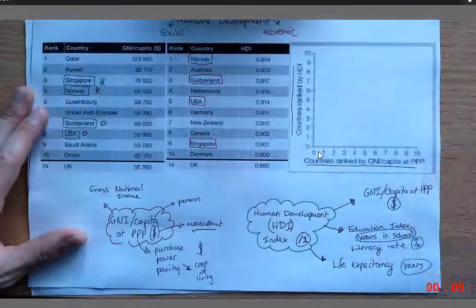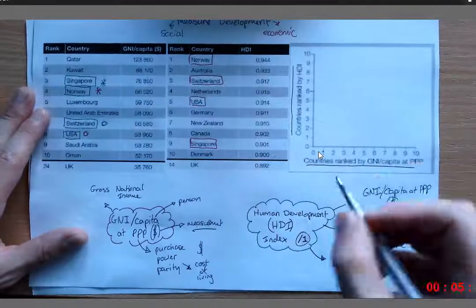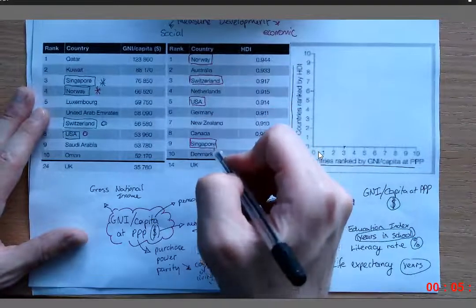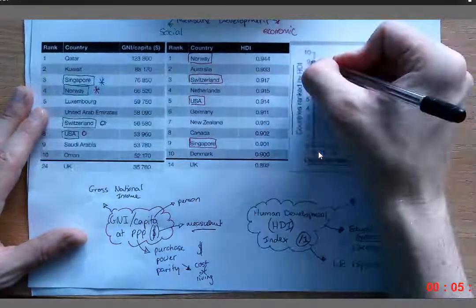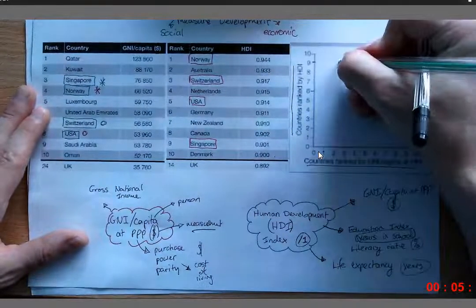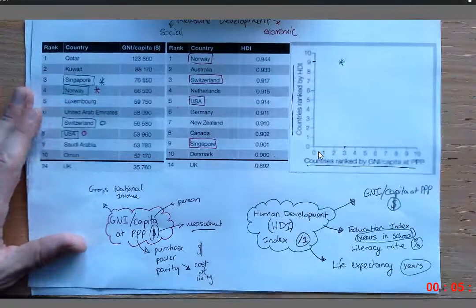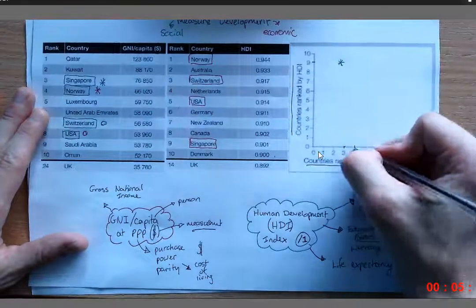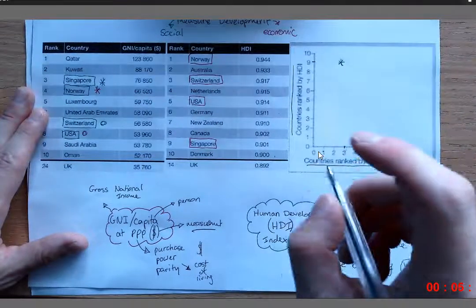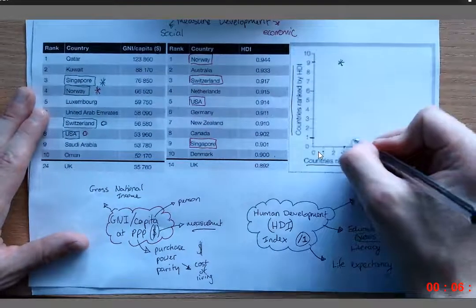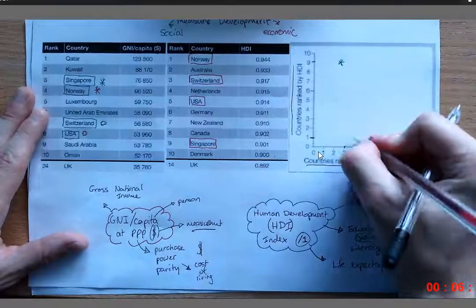So starting with GNI for Singapore, it's ranked number 3. But in the world for HDI, it's ranked number 9. So it's going to be plotted as a green star over here. That's Singapore. Norway is going to be number 4 on GNI, and it's going to be number 1 in HDI. So we're going to give that a red star.